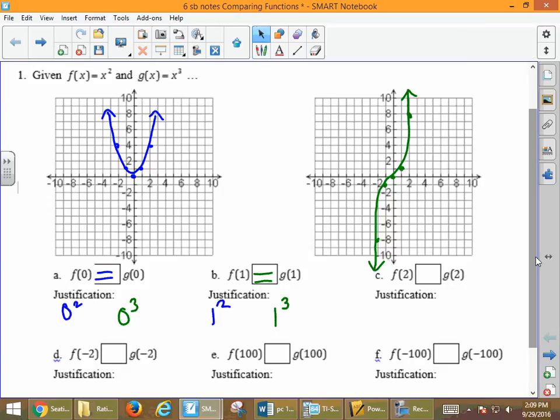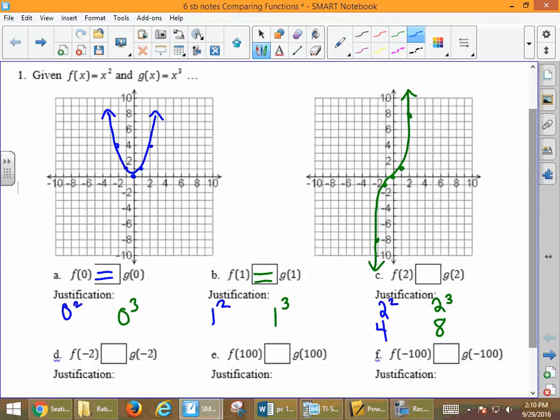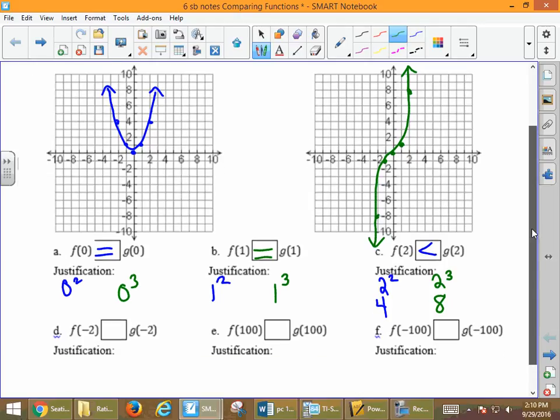So if we look at part C, f of 2, well, this is going to be 2 squared. When we figure out g of 2, putting 2 back into our function, wherever we see x, we have 2 cubed, and 2 cubed is 8. 2 times 2 times 2. 2 squared is 4. 2 times 2. On this one, there actually is a difference, and 4 is less than 8. So f of 2 is less than g of 2 on this function. So you kind of get the idea of what we're doing here.